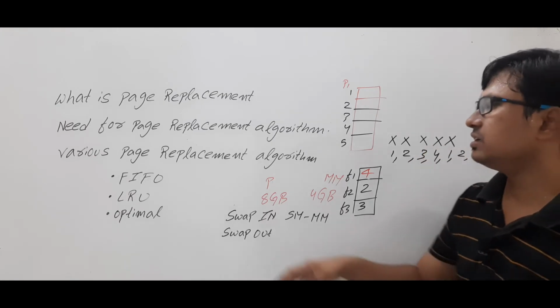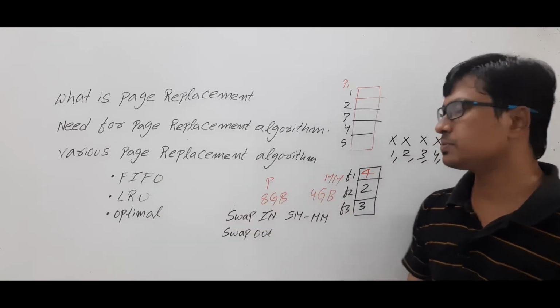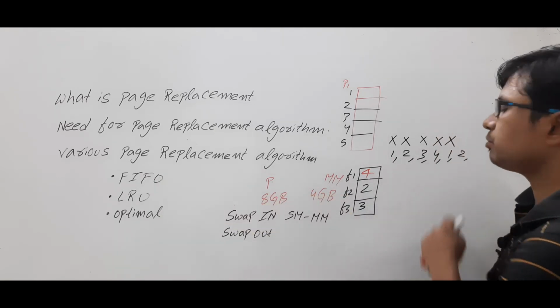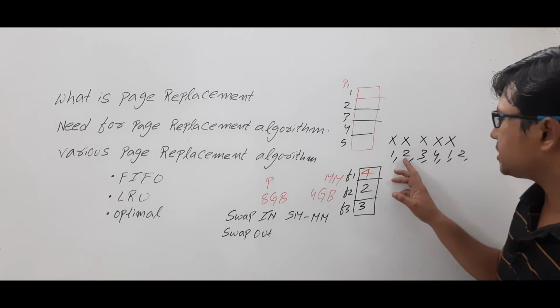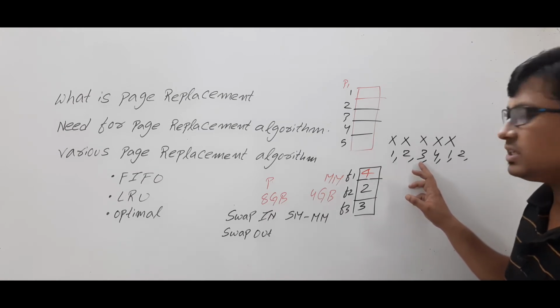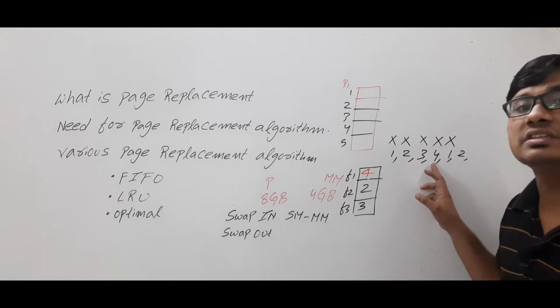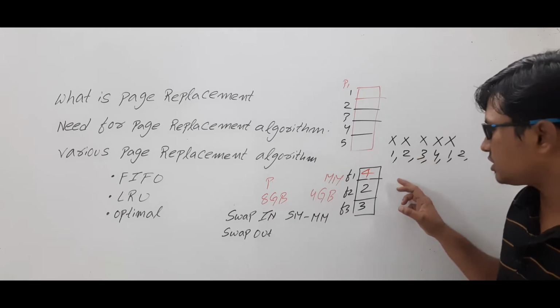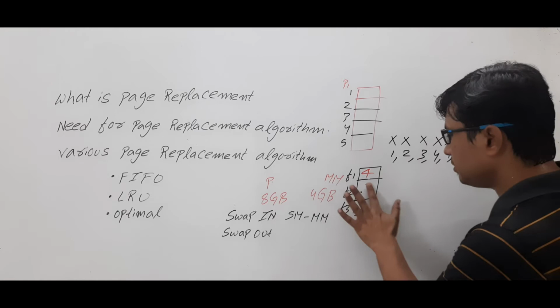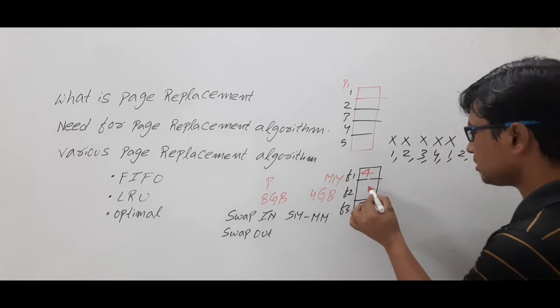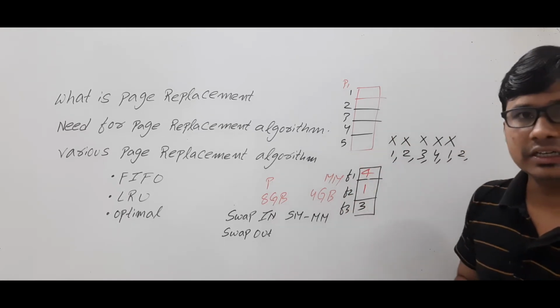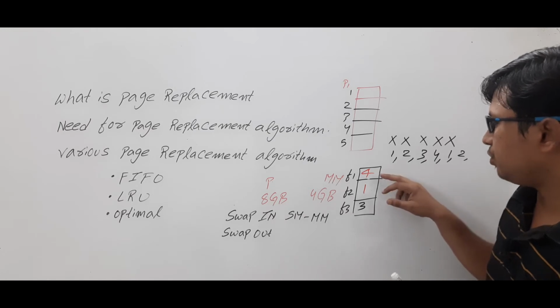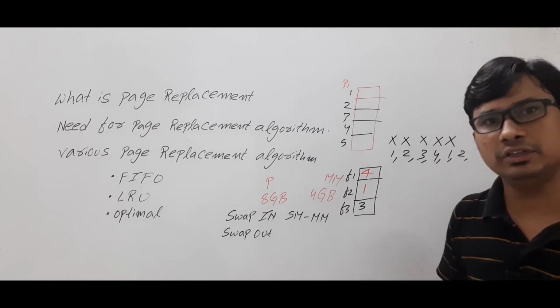If it is the first in first out page replacement algorithm, which page will be removed first? Look here, page number 2 was inserted here, page number 3 is inserted here, page number 4 is inserted here. Am I right or wrong? So which page was in first? Page number 2. That page will be removed and page number 1 will be inserted here. So pages 4, 1, 3 are currently available in the main memory.